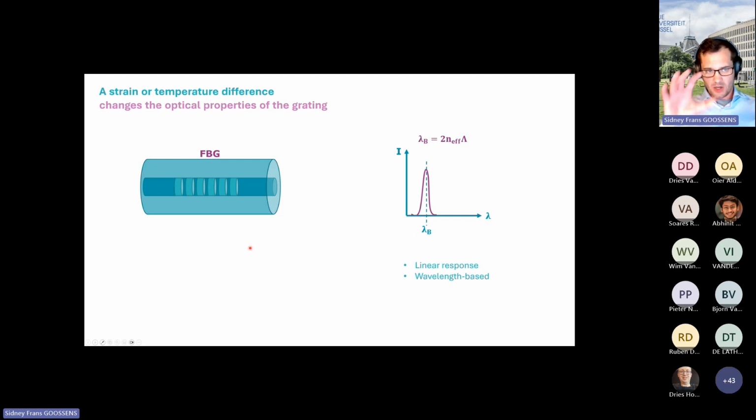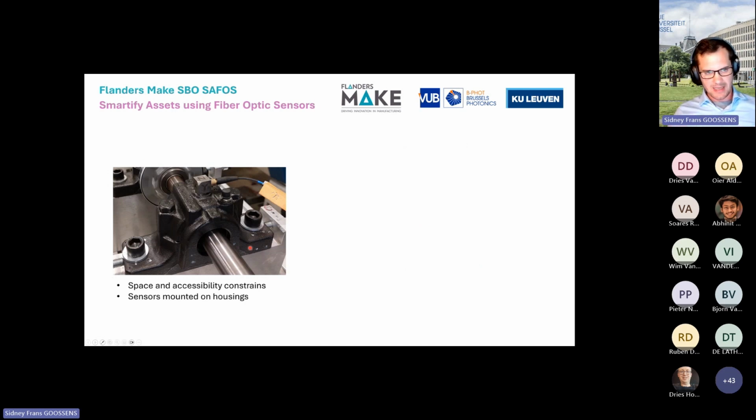So that's the operation of such a fiber Bragg grating in a nutshell, of course. But now I want to discuss the first case study with you, which is an ongoing Flanders Make project called SAFOS, where we are using optical fiber sensors to monitor gears and bearings.